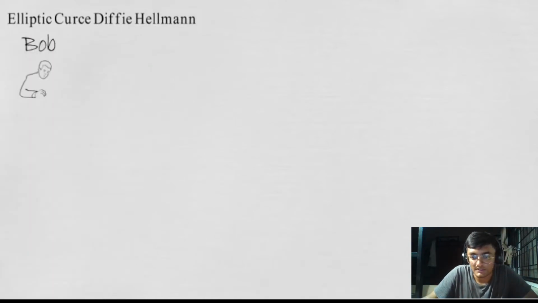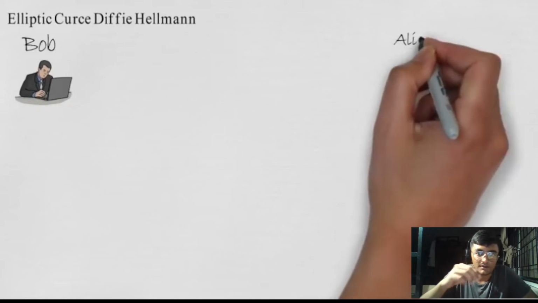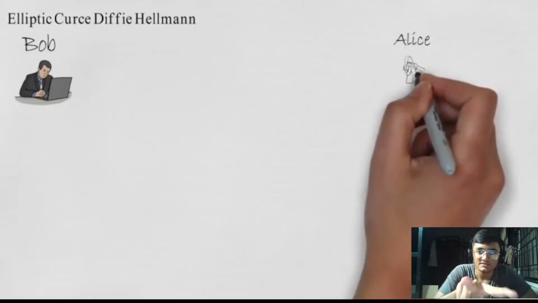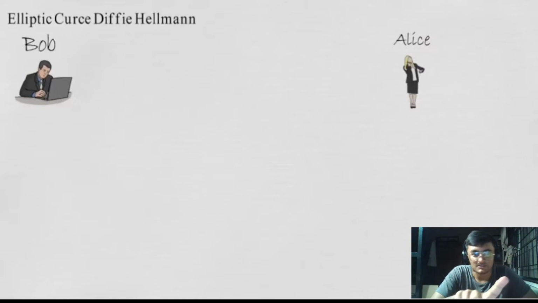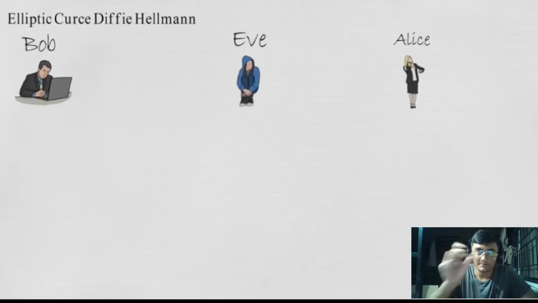So let's discuss what the Diffie-Hellman protocol is. Bob and Alice both want to communicate with each other. How will they do it? Anyone can intercept their transmission, right? So they need a key to encrypt and decrypt their messages. Here Eve is the eavesdropper who wants to hear the message. So their key should be confidential.